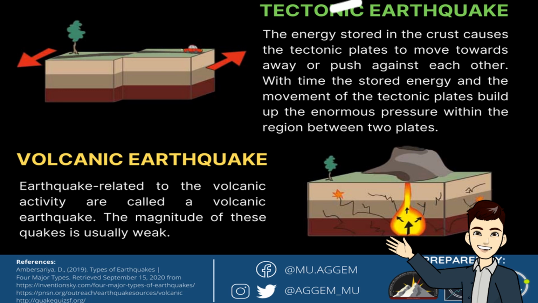There are two types of earthquakes: tectonic and volcanic earthquakes. Tectonic earthquakes are produced by sudden movement along faults and plate boundaries. Earthquakes induced by rising lava or magma beneath active volcanoes are called volcanic earthquakes.